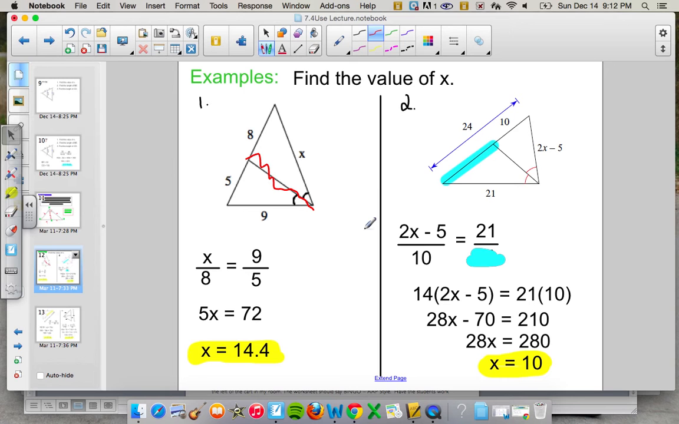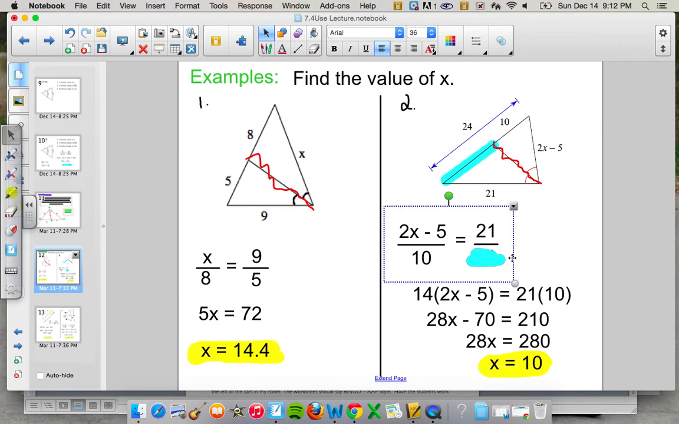Example number 2. Once again, this angle bisector doesn't matter, so we can cross it out. One way to set up the proportion would be 2x minus 5 over 10 is equal to 21 over. Now notice this is a little bit different. Notice that this whole side length right here is 24. If we want to figure out that blue shaded line, you're going to have to take 24 and subtract 10 from it.